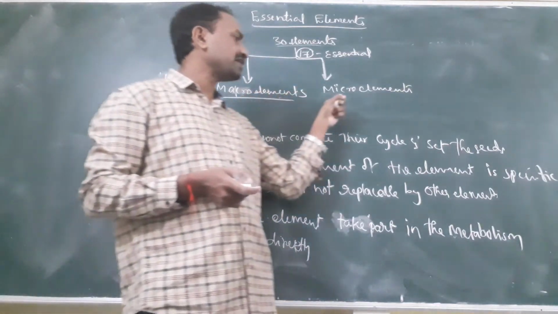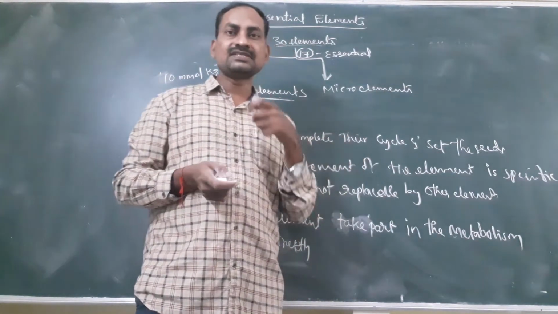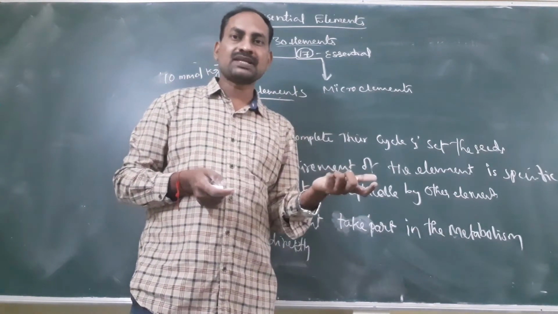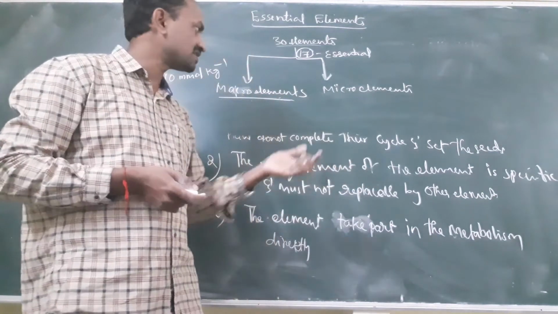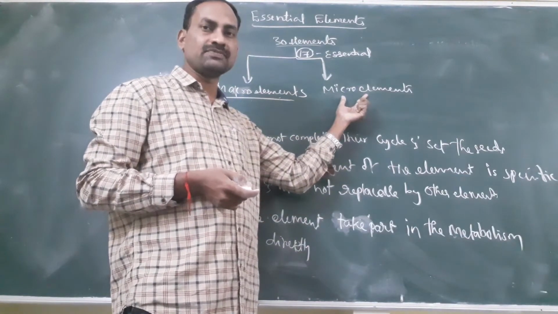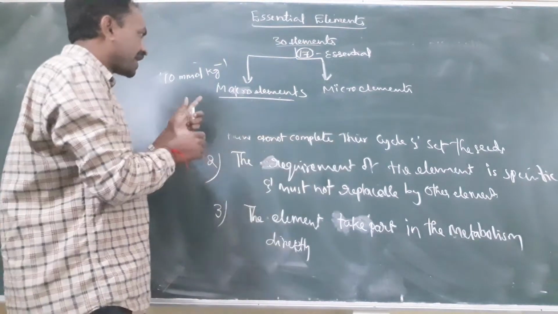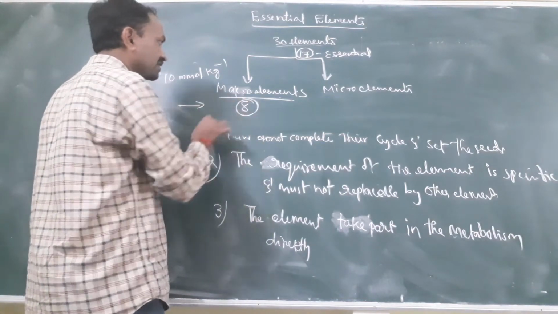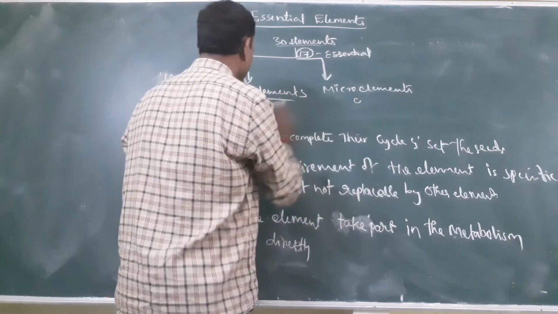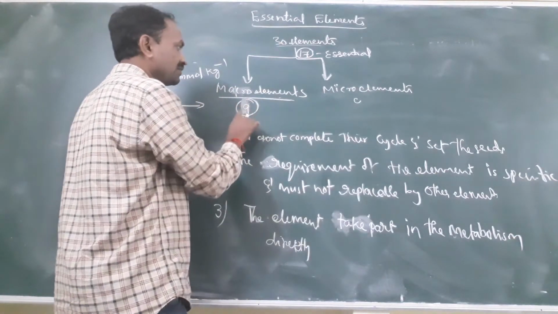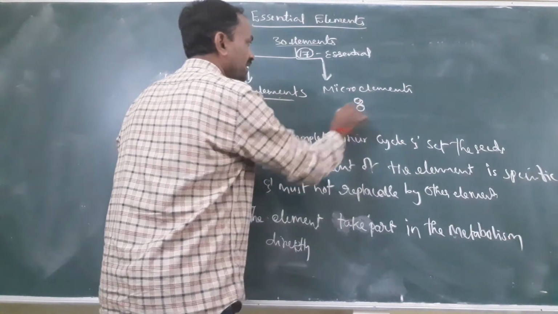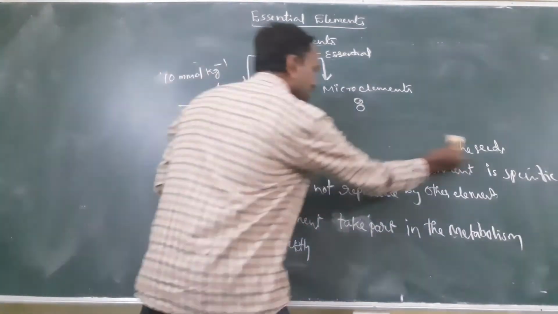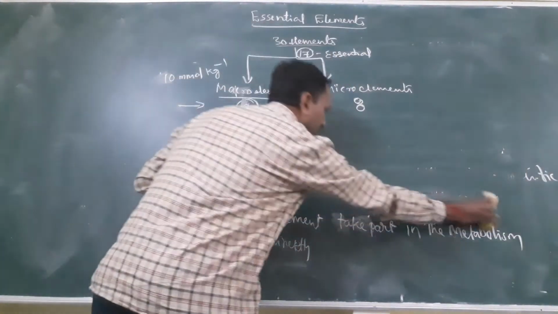What is a micro element? An element required at less than 10 millimolar per kg of dry weight of the plant is called a micro element. Here there are 9 macro elements and 8 micro elements, so a total of 17 essential elements are present.